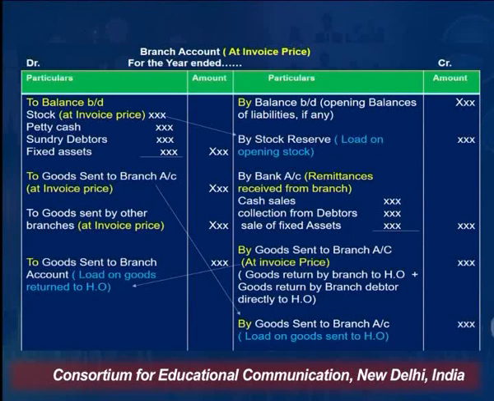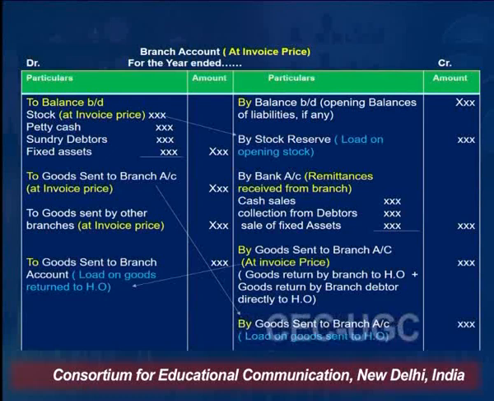So all the items of this branch account are the same, but when we are preparing the branch account at invoice price, you have to see the four items which are appearing here. The four items are opening stock, that is appearing at the invoice price. It is shown on the debit side. It is the first item on the debit side. So opening stock is well depicted here at invoice price.